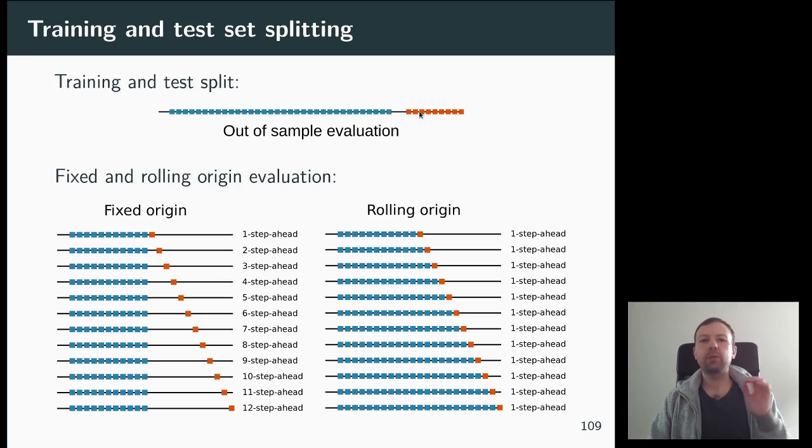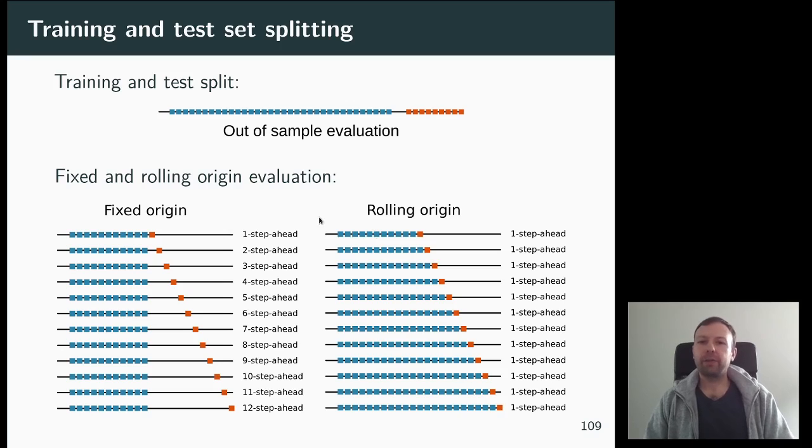And now there are these two different ways of doing things, which is fixed origin and rolling origin evaluation, and they are very different, okay? So in the fixed origin evaluation, here's your training set, it finishes here, and now you just predict all the points in the test set, but without having any new information. What that makes is that obviously the first point in your test set is a 1 step ahead prediction, the second one a 2 step ahead, 3 step ahead, and so on.